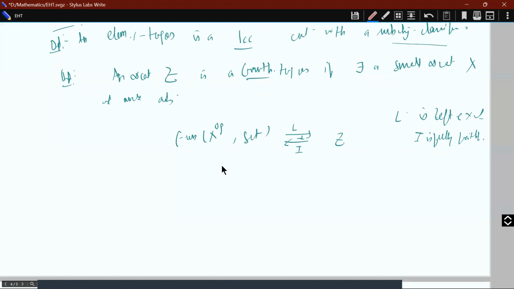So I guess my question is, what is the higher version of Giraud's theorem? So how can we recover an infinity site from such a presentation? Higher version of Giraud's theorem, right? Yeah, but maybe it's somehow trivial. I don't know. Yeah, we can talk more about this, I guess.